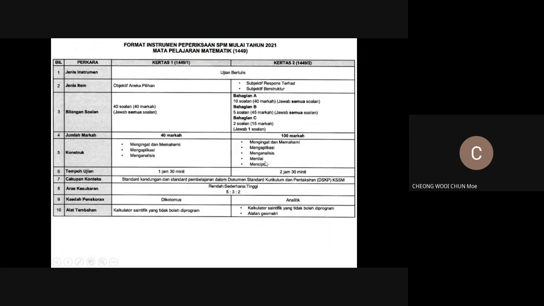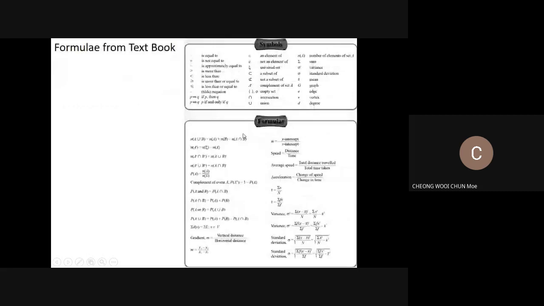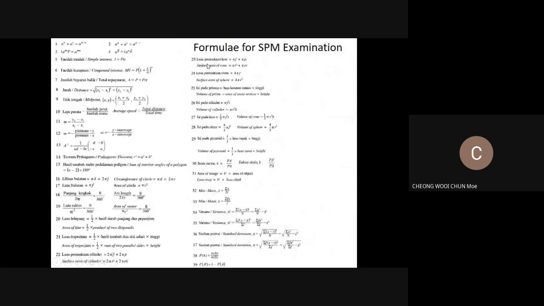Okay, you can use a scientific calculator, and you must also bring your geometry set. The total marks are 140, so you divide your mark by 140, times 100. Then this formula is from the textbook, but not in SPM. So the SPM formula will be this one.